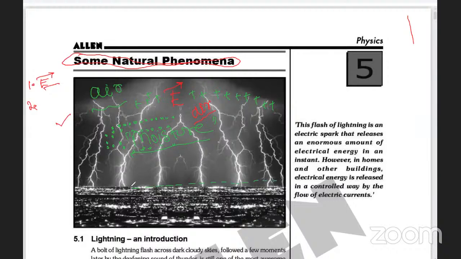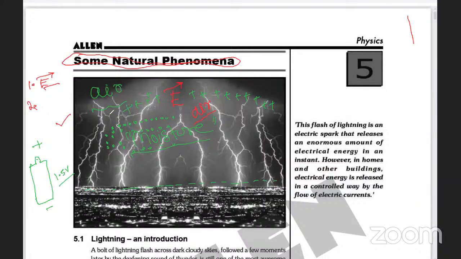Okay, so in your cell, a simple battery, it has two charges. What does this indicate? Which charge, plus or minus? Plus, right? And what does this indicate? Minus. So what is the potential difference between these two? 1.5 volts. That is in our cell.